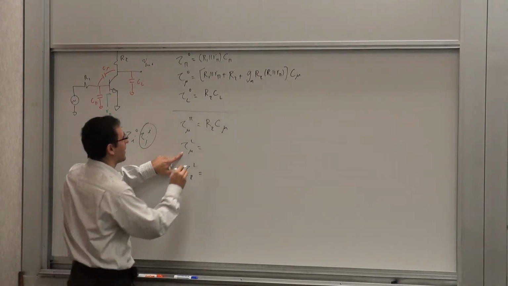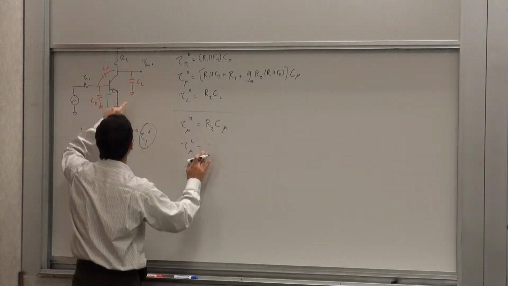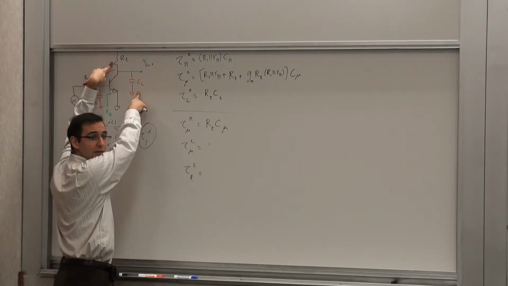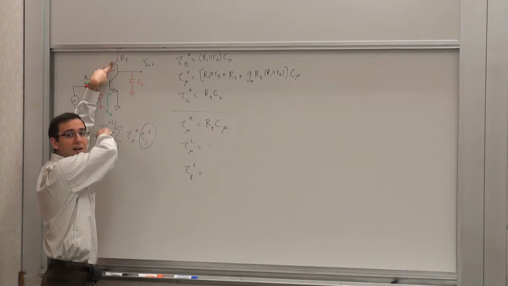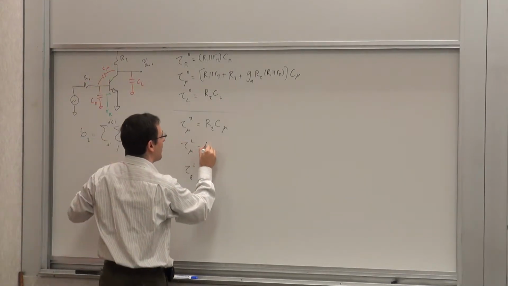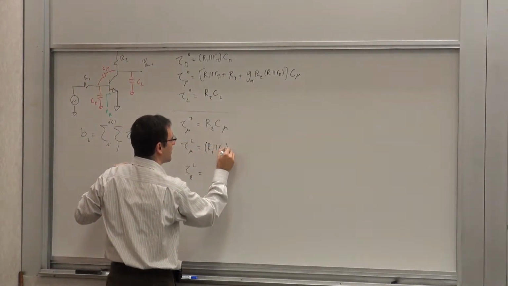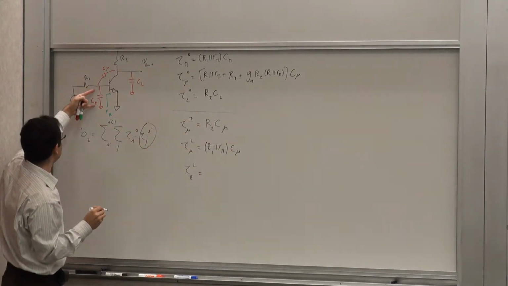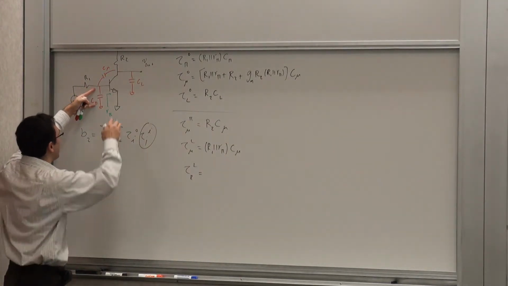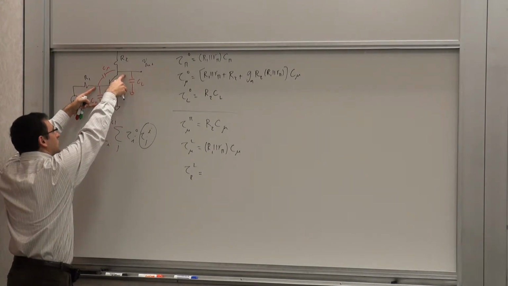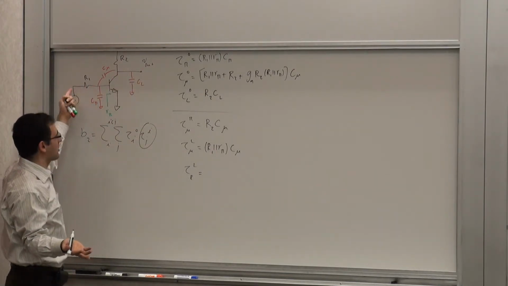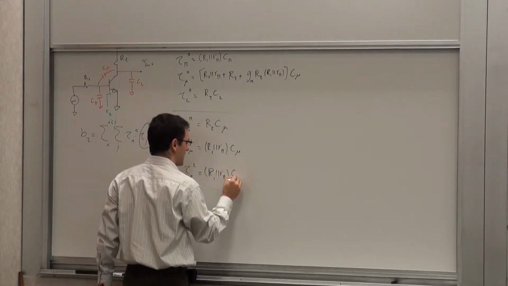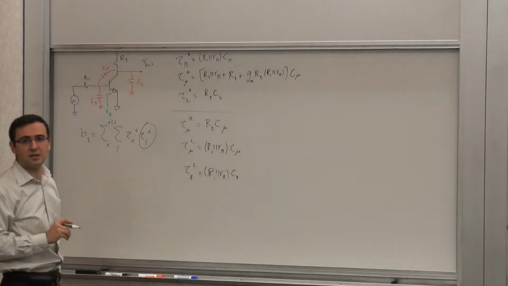How about tau mu L? This is the resistance seen by C mu, again, when this guy is shorted. So I just have that R left thing, which is R1 parallel R pi. And how about the last one? What is the resistance seen by this guy when that guy is shorted? It's just R1 parallel R pi, C pi. So these are the 3 things that I need.